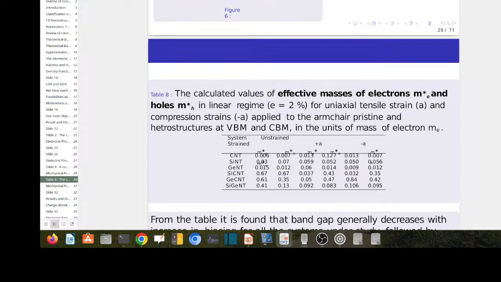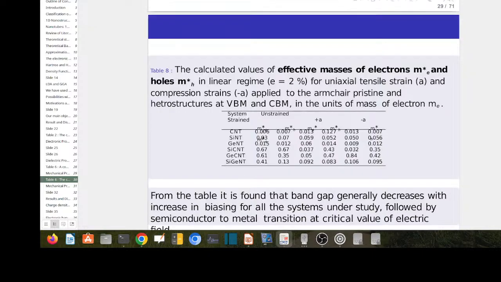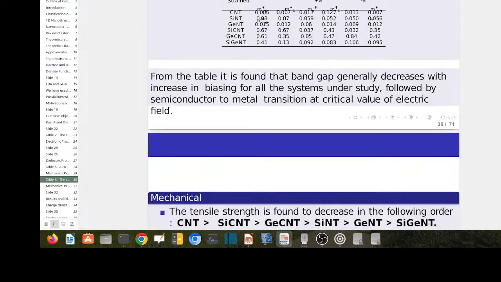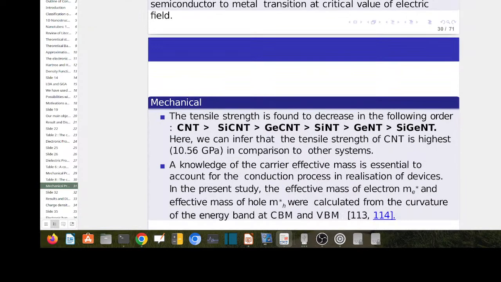Then these are the calculated values of effective masses of electrons as well as holes from the valence band and conduction bands. So in case of mechanical strength, what we observed is CNT is having very large mechanical strength as compared to silicon germanium nanotube.